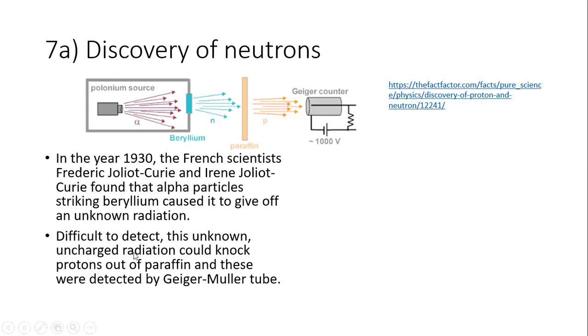This unknown uncharged radiation could knock protons out of paraffin. So they put in paraffin, and it knocked out protons, and these were detected by a Geiger-Müller tube. The proton can be detected by the Geiger-Müller tube, but we cannot detect the neutron. It has no charge, so we cannot use electric and magnetic fields to detect it.